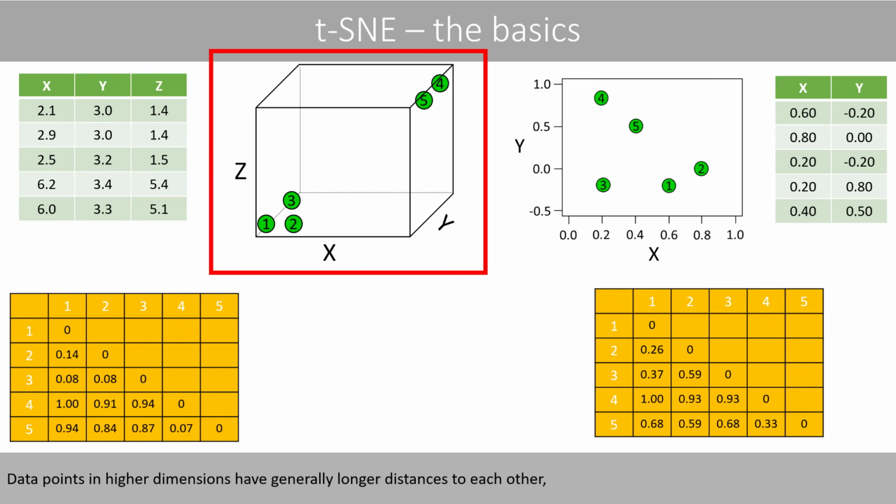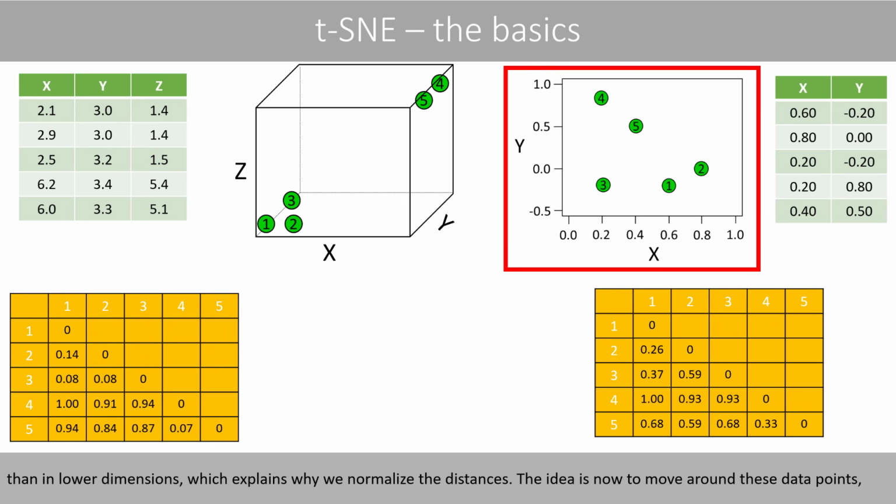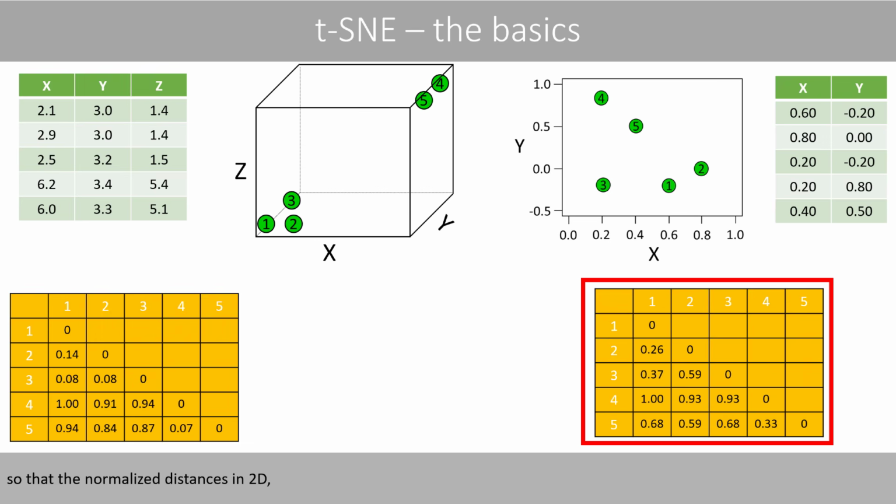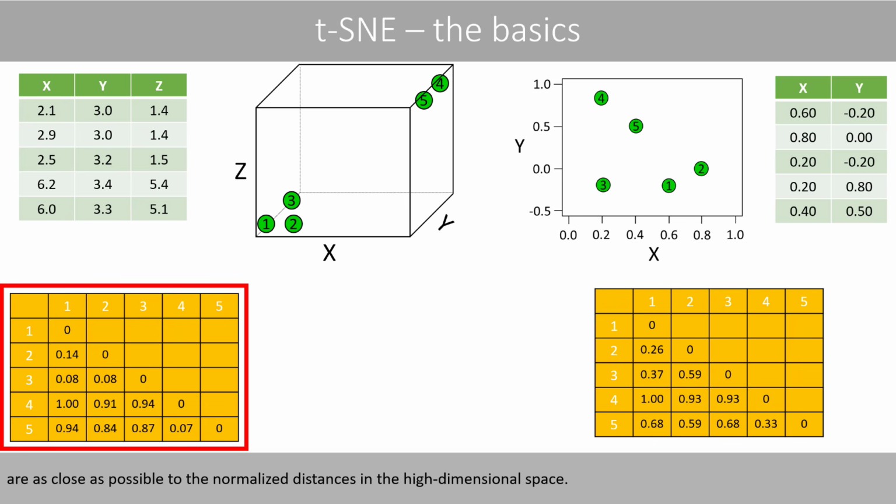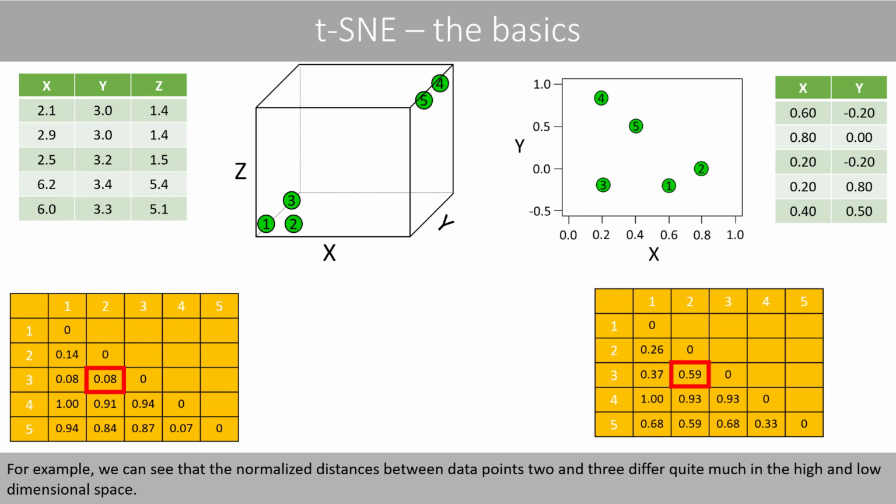Data points in high dimensions have generally longer distances to each other than in low dimensions, which explains why we normalize the distances. The idea is now to move around these data points so that the normalized distances in 2 dimensions are as close as possible to the normalized distances in the high-dimensional space. For example, we can see that the normalized distances between data points 2 and 3 differ quite much in the high and low dimensional space.